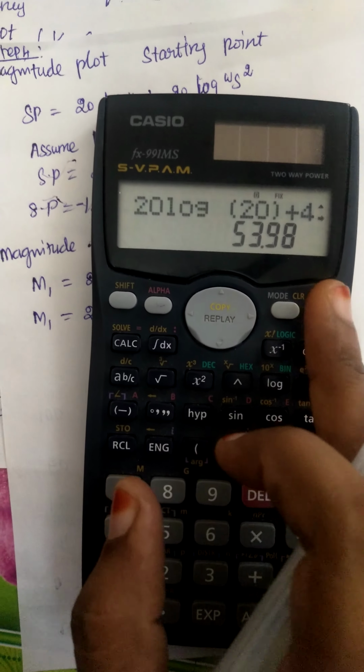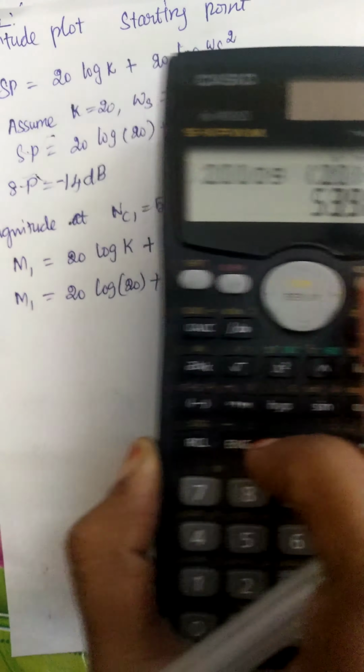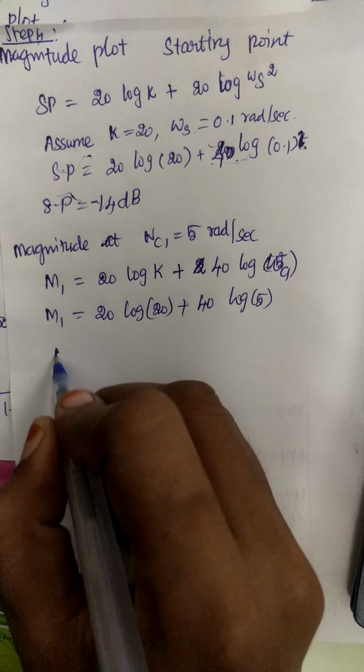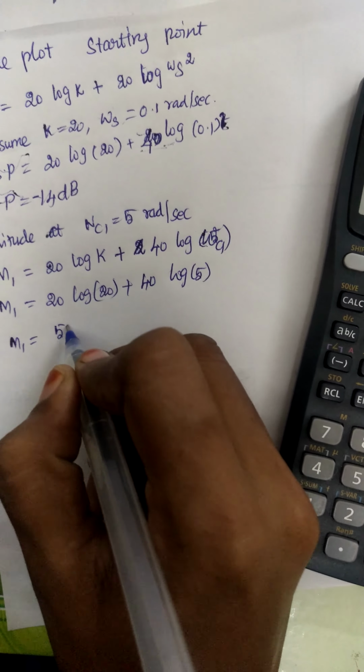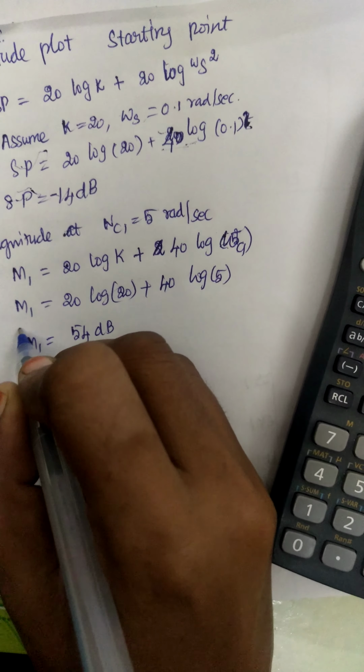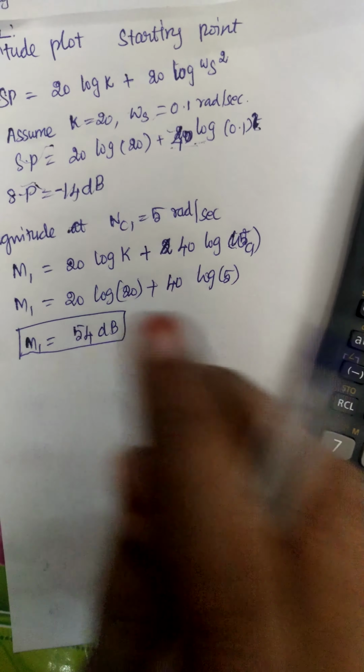So 53.98, we are rounding to 1 decimal, so M1 equal to 53.98, I assume it is 54 decibel. This is my first magnitude value.